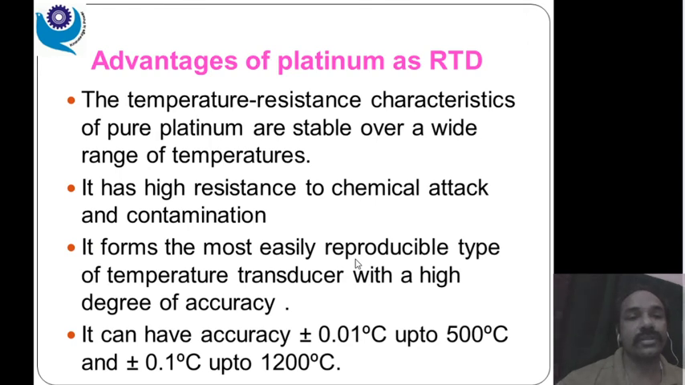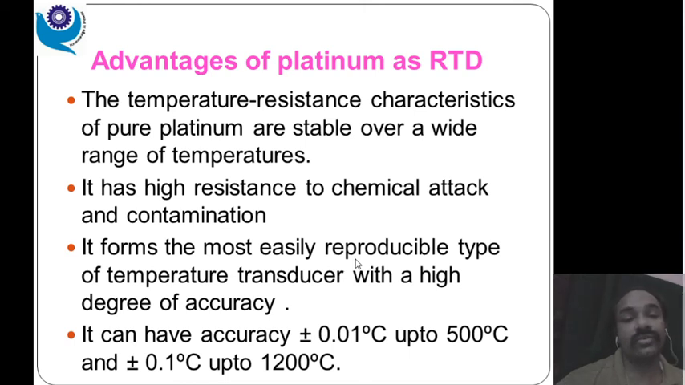These are the advantages. The temperature resistance characteristics of pure platinum are stable, right? That's why we are using the platinum metal widely. At high temperature it remains stable, it gives us stable readings, right? It has high resistance to chemical attack and contamination. Contamination over here is negligible in platinum. The next advantage is that it forms the most easily reproducible type of temperature transducer, right? Reproducing the result for the different temperature is very important. That's why it is highly recommended.